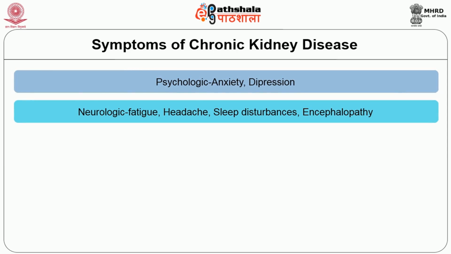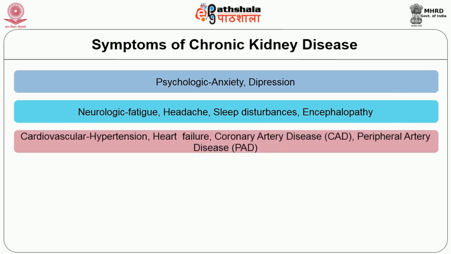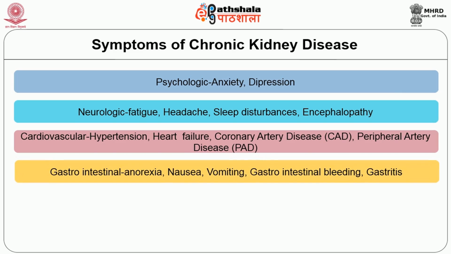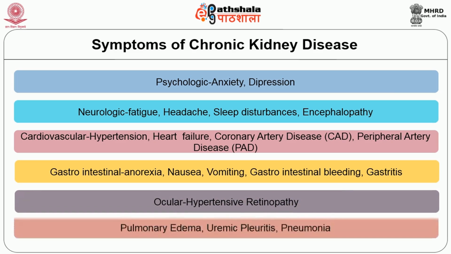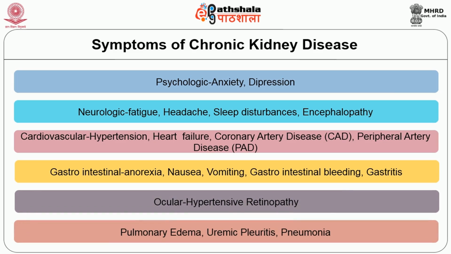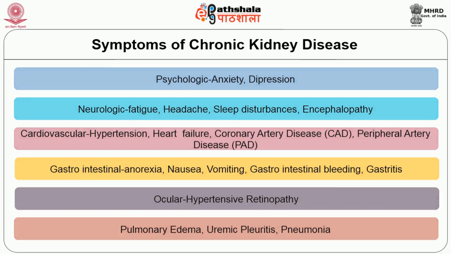which includes fatigue, headache, sleep disturbances and encephalopathy. With relevance to cardiovascular, there are chances of hypertension, heart failure, coronary artery disease and peripheral artery disease. With relevance to gastrointestinal, there is anorexia, nausea, vomiting, gastrointestinal bleeding and gastritis. And there are chances of ocular hypertensive retinopathy, pulmonary edema, uremic pleuritis and pneumonia.